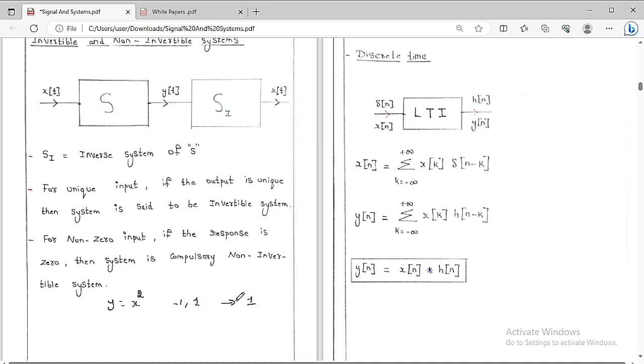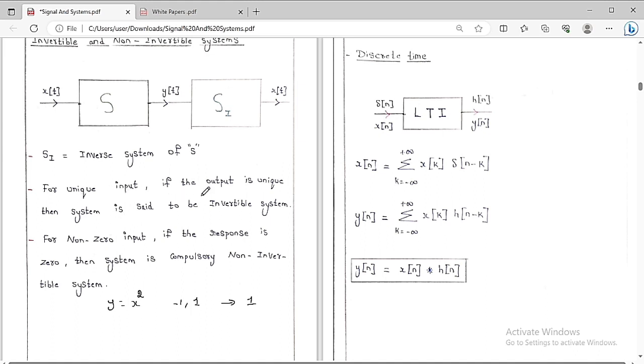For unique input, you should get only unique output. So for every unique input, you should get a unique output. But in this case, for many inputs, you got the same output. Then this is a non-invertible system. For every unique input, you should get a unique output, so then for every unique output, you are going to get a unique input. Only then is the system said to be an invertible system.